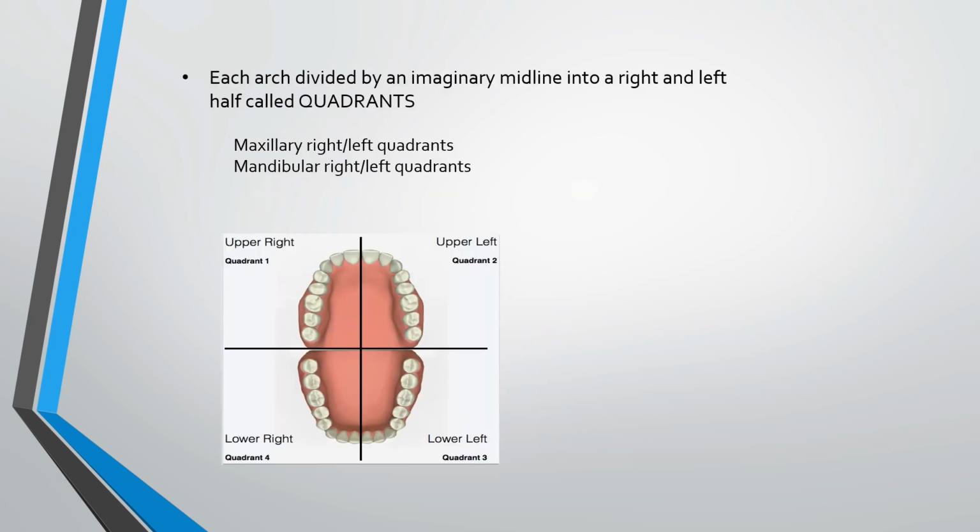Each arch is divided by an imaginary midline into a right and left half called quadrants. So in each arch there are two quadrants and in total there are four quadrants, that is maxillary right and left quadrants and mandibular right and left quadrants.